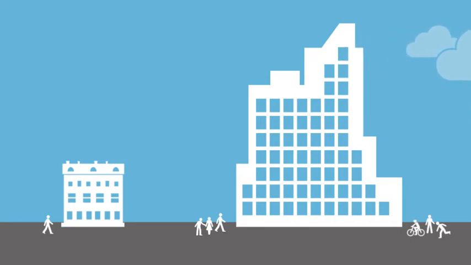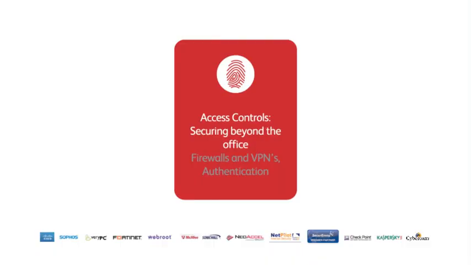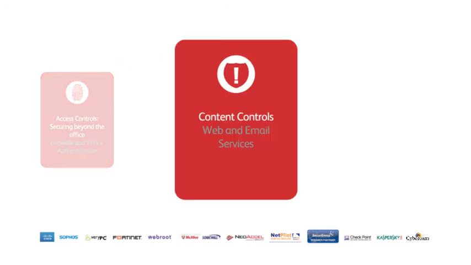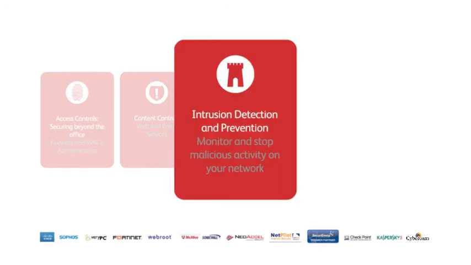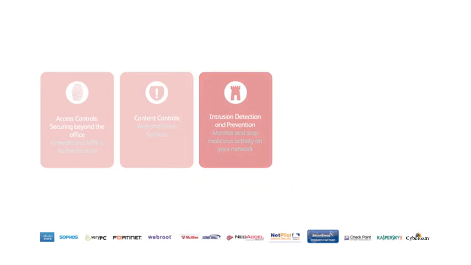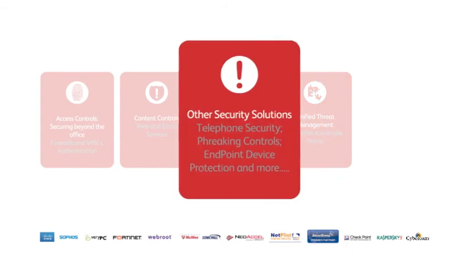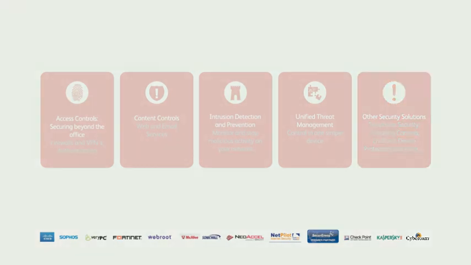The 5 key areas of IT security that the KC Security Practice covers are access controls to secure your business beyond the office, content controls to ensure that email and web protection is there for your business, intrusion and detection solutions to stop bad content spreading on your network, unified threat management devices, and many other security solutions. Our team is always happy to help you and is here to answer any questions that you might have about data security, no matter how basic or how technical they might be.